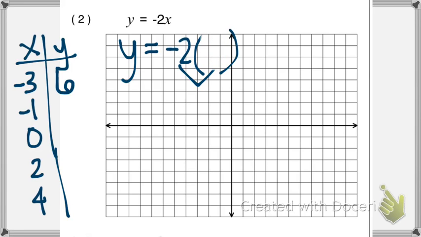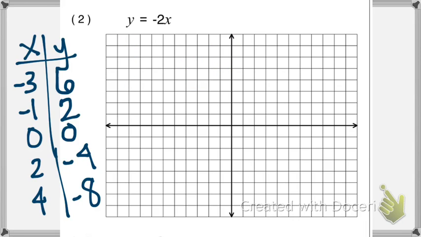Okay, now instead of that, I'm going to input a negative 1. Negative 2 times negative 1 is positive 2. All right, I'm going to keep going to figure out all these solutions. So I'm going to have 0. Negative 2 times 0 is 0. Okay, I want to know what my y needs to be when I input 2. So negative 2 times 2 is negative 4. And the last one, if I plug in a 4, negative 2 times 4 is negative 8.